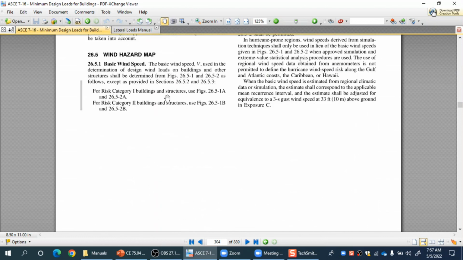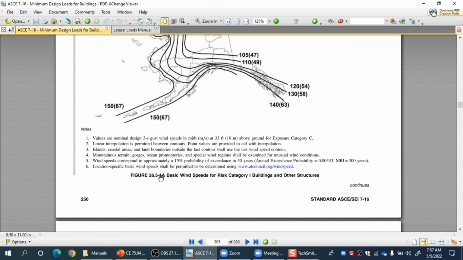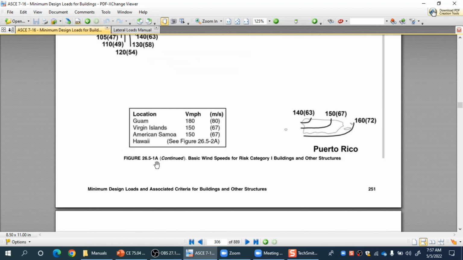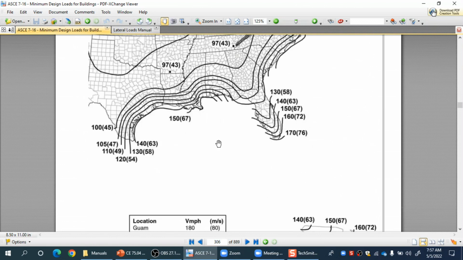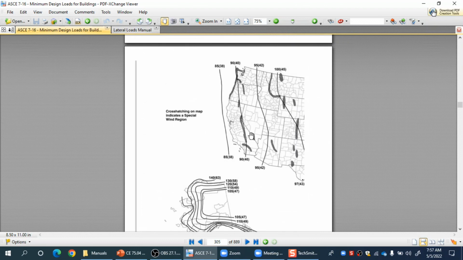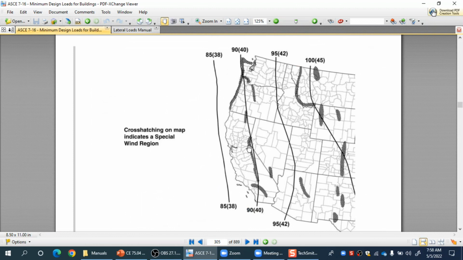So this is the guideline about the figures 26.5-1A and -2A. These are for risk category 1 buildings. So yes, this is 26.5-1A and this is for 1A continued from the previous figure. So you can see here that this figure for risk category 1 is in the form of wind velocity contours, and they are in two different units.